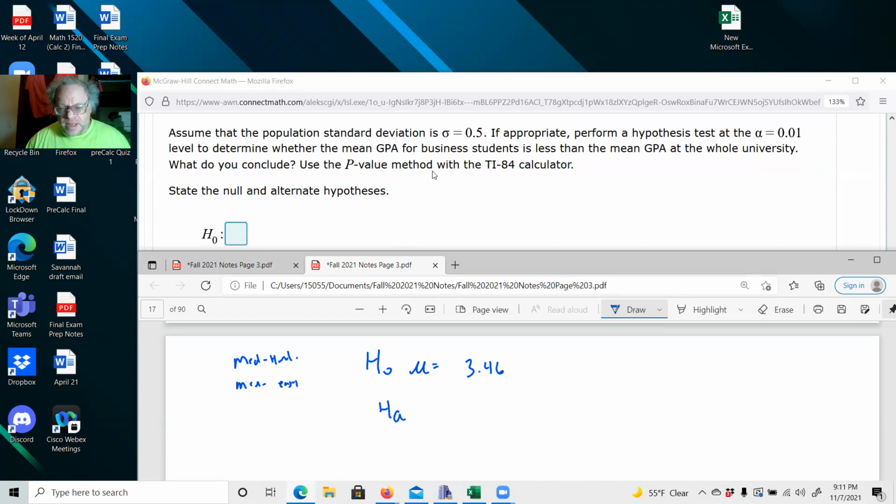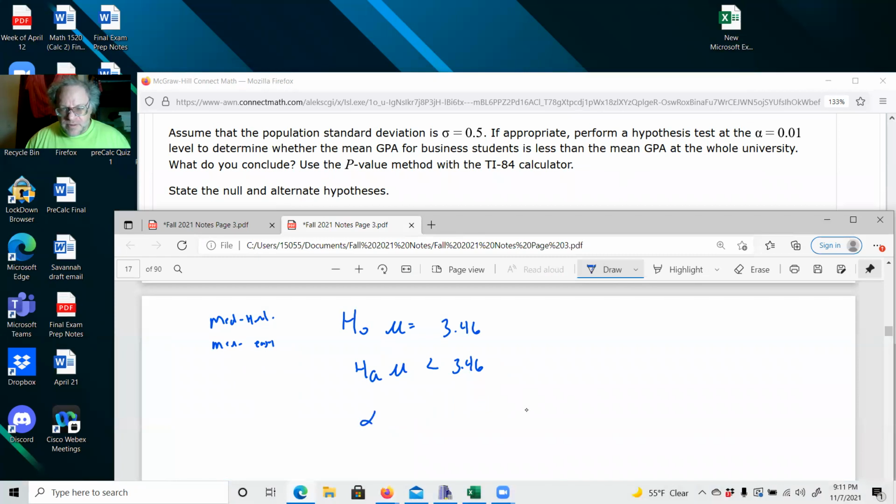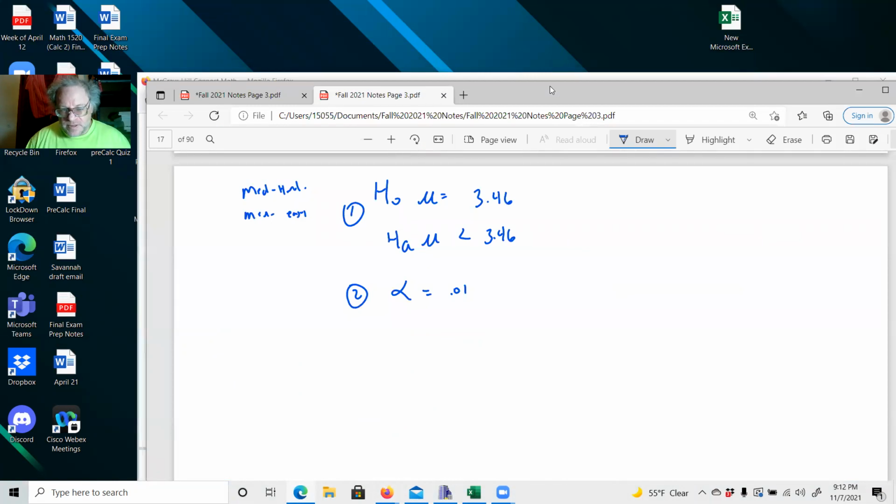Okay, we are worried that these business students' GPA is less than the university average, so we want at least one, not the same as. Okay, what is our alpha? Our alpha is equal to 0.01. So that's our step 1, that's our step 2. Step 3, calculate our test statistic.